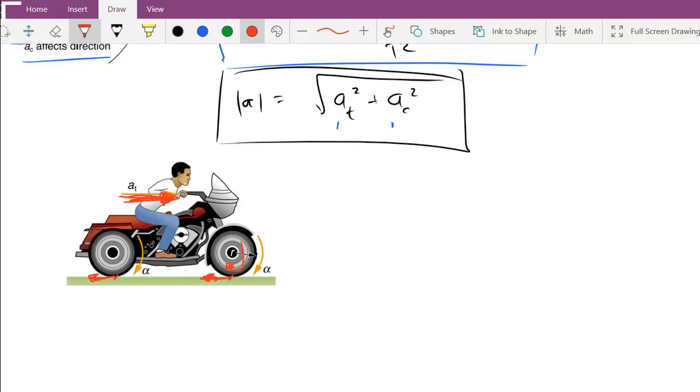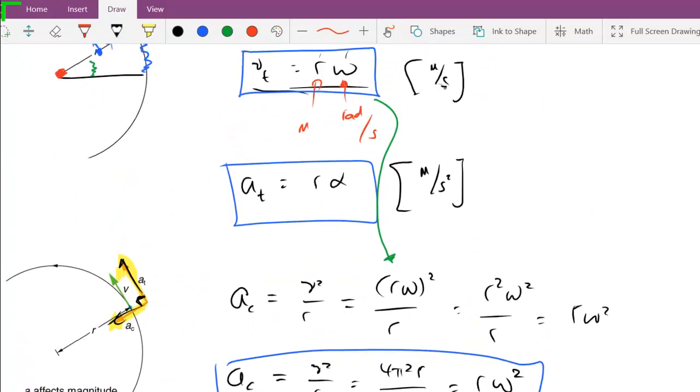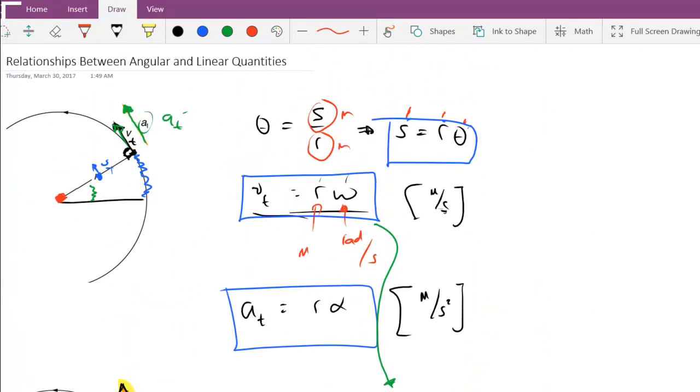So here we have it. Basically, in order to go from an angular or rotational quantity to a linear one, you just take the rotational quantity and multiply it by the radius, and you get your linear quantity.